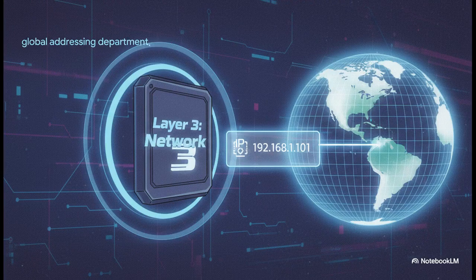Okay, moving on down to layer 3, the network layer. This is where our message gets its long-distance address. Think of it like the main post office. This is the part that figures out how to get your data from your network to a completely different network, maybe even one on the other side of the planet.